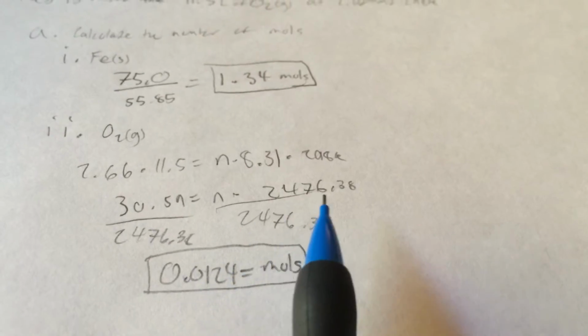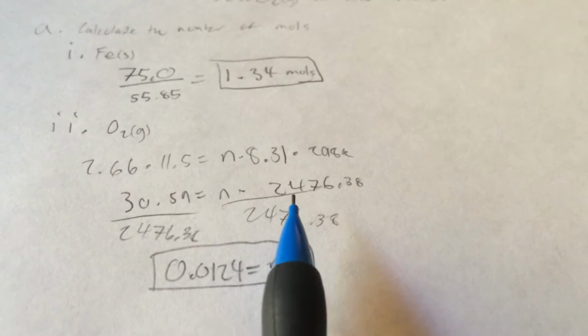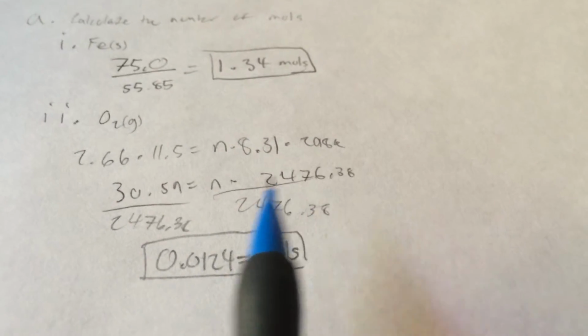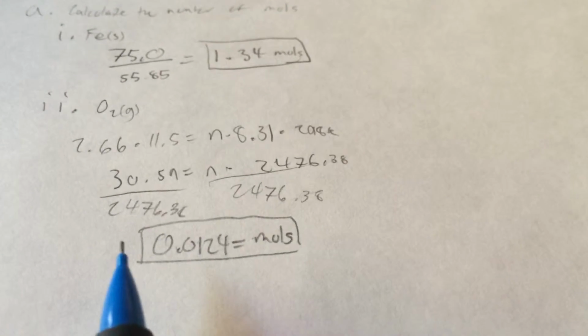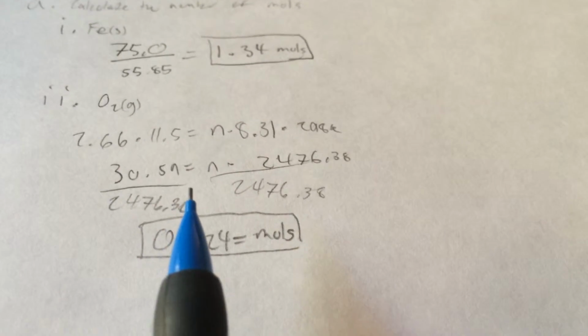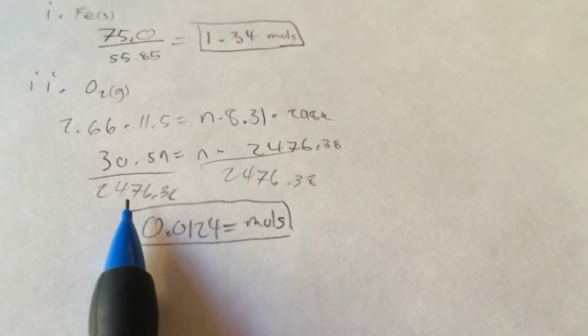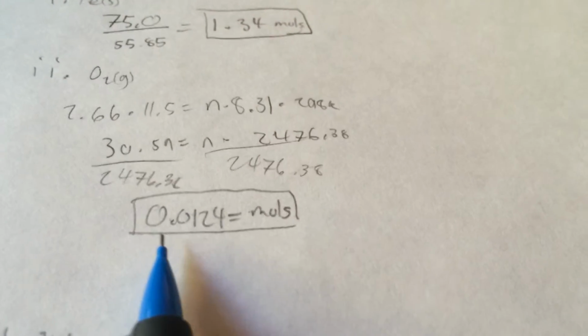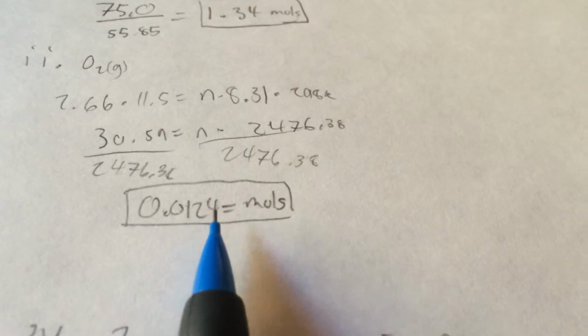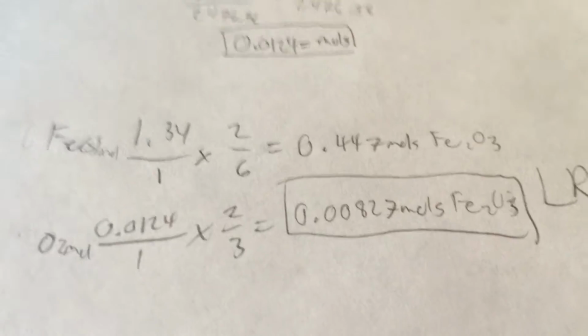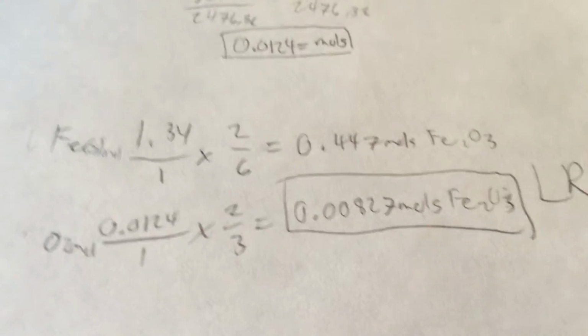And then these two times together equal 2,476.38. I have not considered the significant figures yet, because I don't need to just quite yet. And then divide this side by this side to leave n alone, and you get 0.0124 moles of O2. So that means O2 is the limiting reactant. Actually, we don't know that yet, I'm sorry. Then we have to plug that in because we found the moles there.